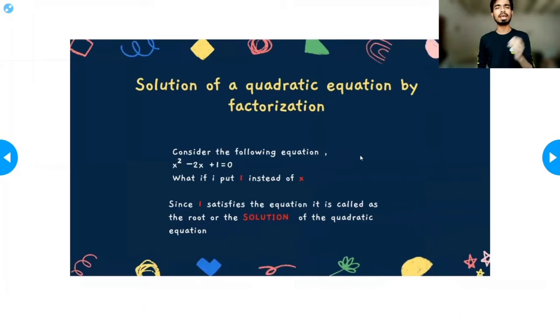Consider the one on the screen: x square minus 2x plus 1 is equal to 0. Now, consider this statement. I want to solve this equation. What I basically want is to find the value of x, that is the variable. This variable always changes its value. It will take hundreds of values. But what are we interested in? We are interested in finding one or two particular values. In case of a quadratic equation, there are two particular values of the variable at which the equation is satisfied.